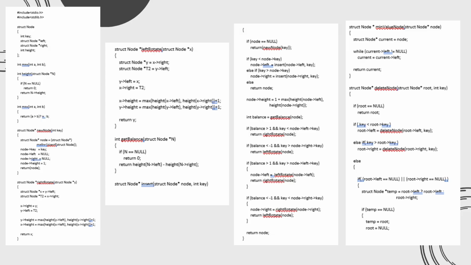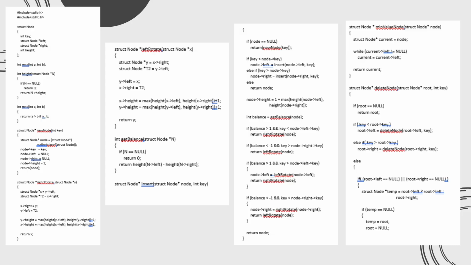Ang delete node function mao ni ang pinaka-complex nga part kay sa step 1 gihimo una ang standard deletion. Kung ang key mas gamay sa root nato, i-search pa niya ang left sub-tree. Kung mas dako, adto siya sa right sub-tree. Kung pareha ang key, mao na ni ang node nga i-delete. Dinhi gi-handle ang 3 cases. No child, 1 child, o 2 children.